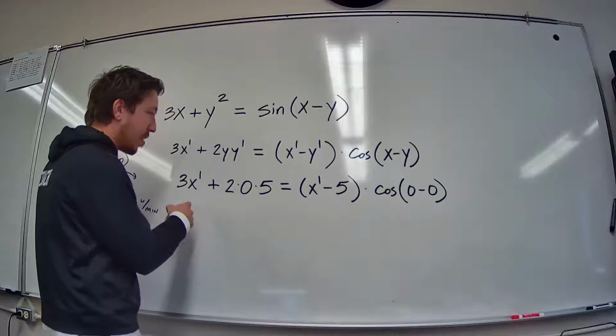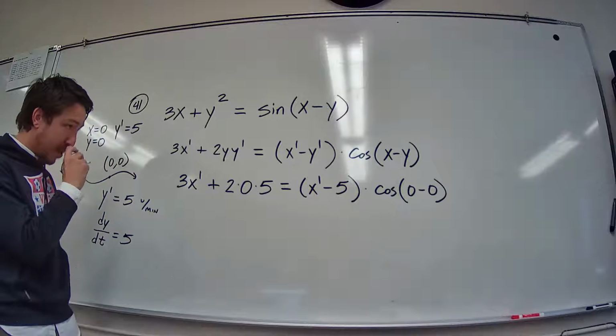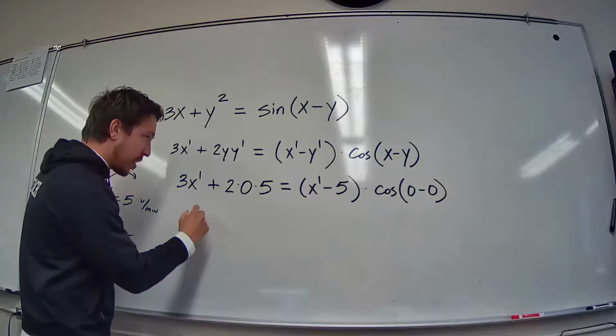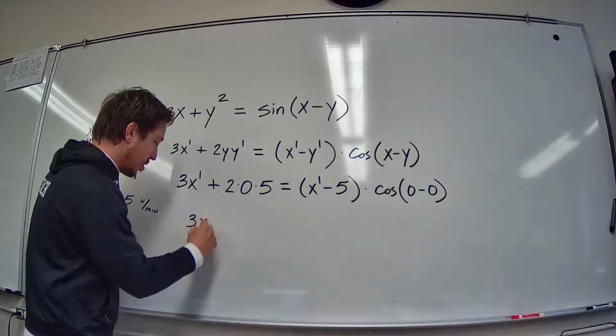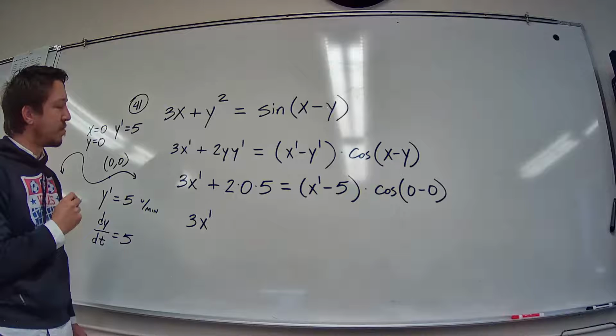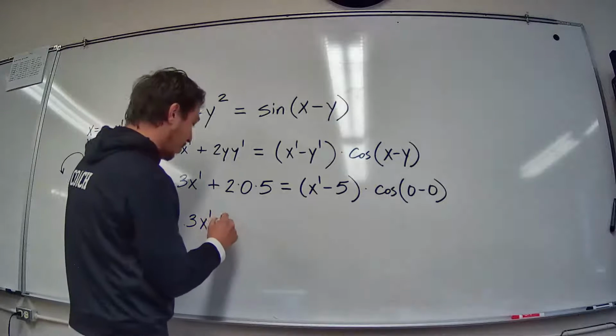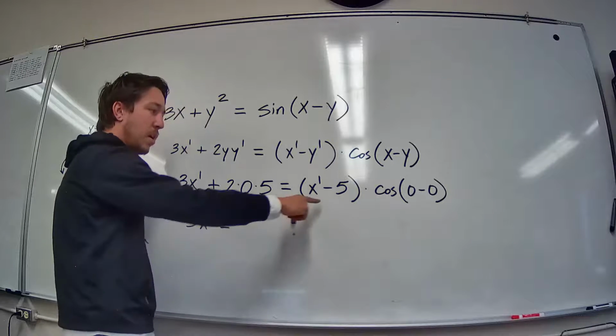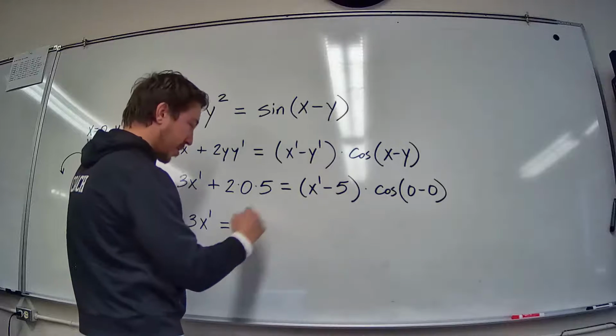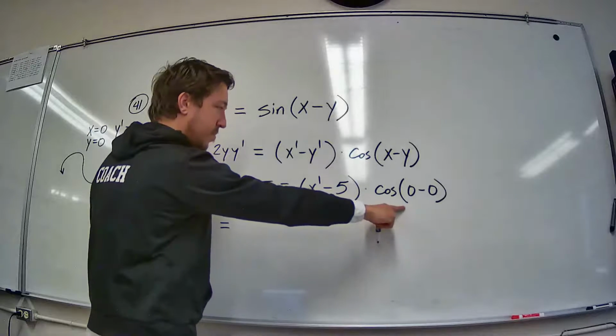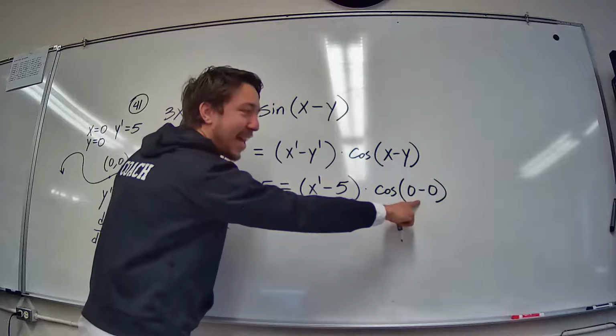Okay, so let's tally up. I have a 3x prime equals, here if I distribute, what's cosine of 0? 1. Look, it's like a little happy man.